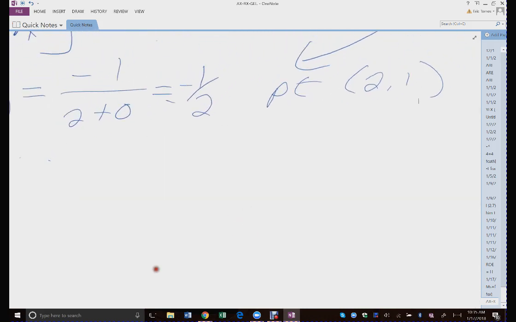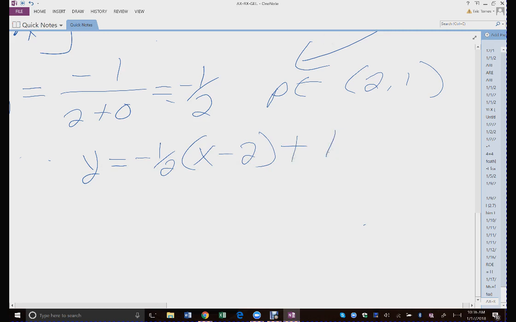Make it a little bit bigger. The equation of a tangent line in point slope form is y equals slope times x minus the point on the function, x value, plus the y value of the point on the function. So this is the equation of my tangent line in point slope form. If I want to simplify it and put it in slope intercept, that's fine.